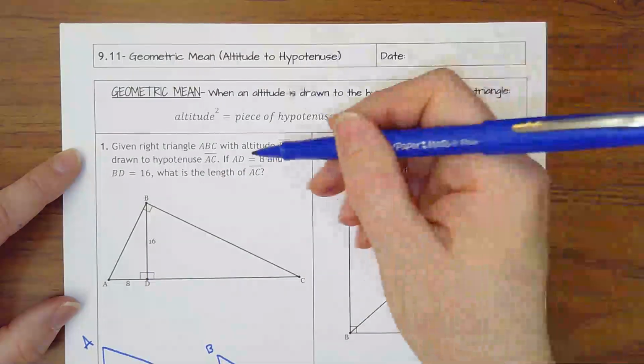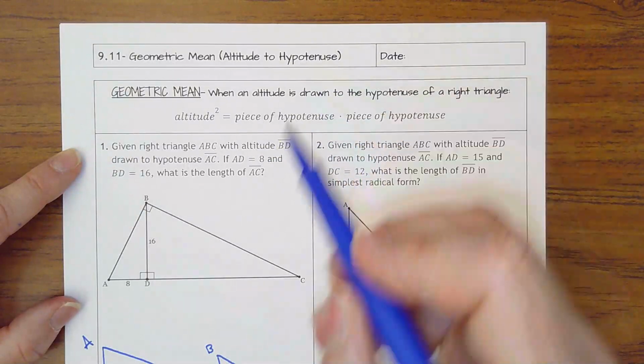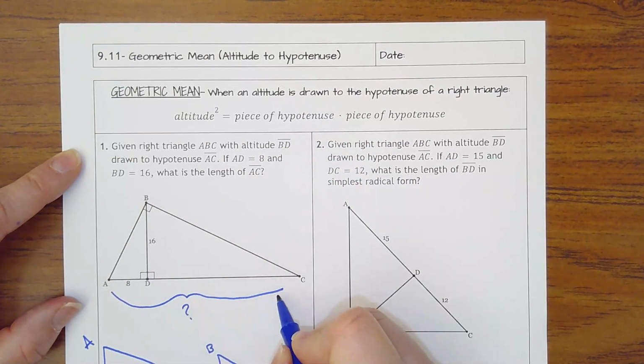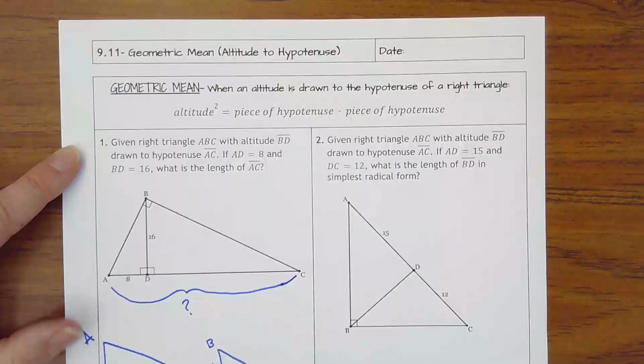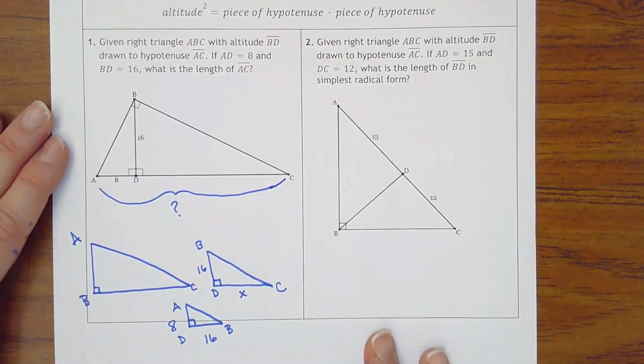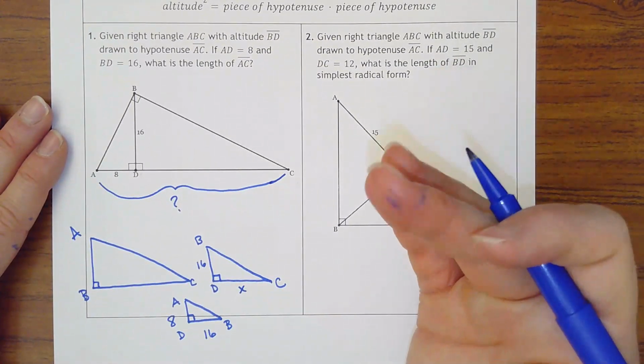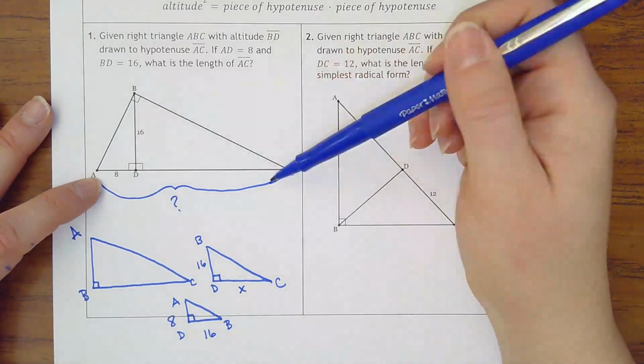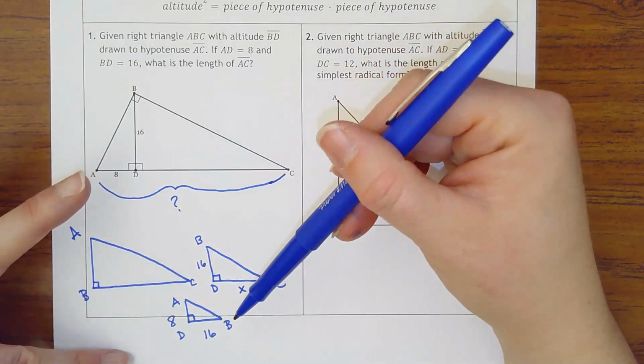And then they have things labeled. We're trying to figure out what is the length of AC, which is this whole length here. Okay, and so what I went ahead and did, because we've talked about this before, is when I have an altitude in a big triangle, that actually creates not only the big triangle, but a similar medium and small triangle.